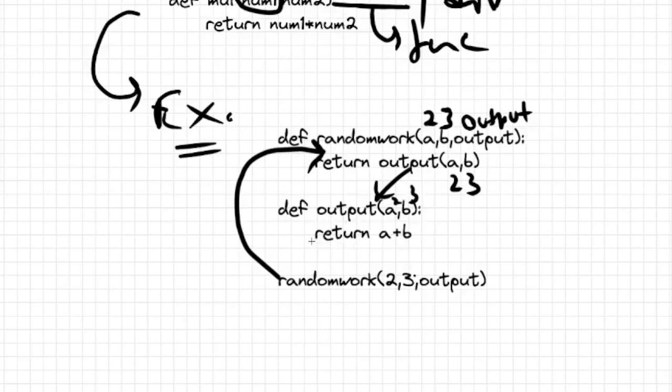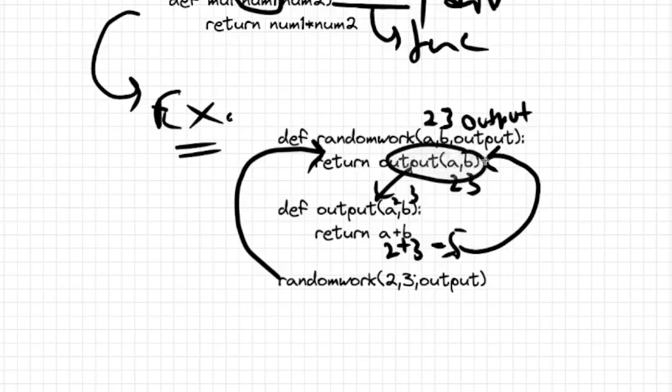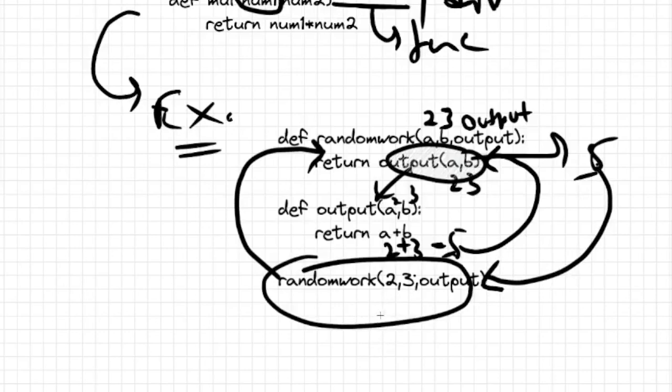Then what does this output function return? It returns the sum of the inputs, that is 2 plus 3, which is 5. So this 5 is returned here, the place where it was called, and now this whole value is equivalent to 5. Now this 5 is returned to the place where it was called. So here this whole function call has a value 5. And so if you print the call made by the function, you get 5.